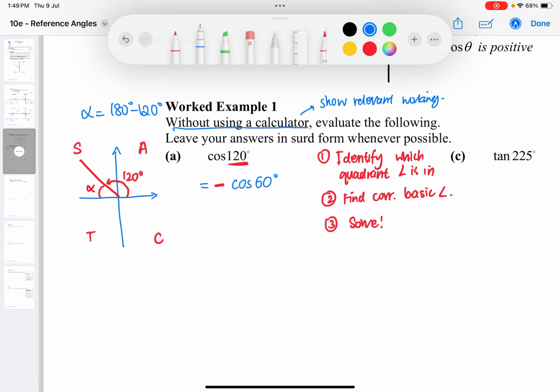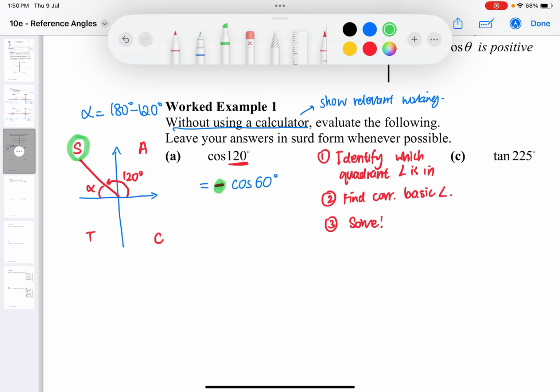Okay, so this negative sign comes from being in the second quadrant. In the second quadrant, only sine is positive. Cosine and tangent are both negative. In this question, we are concerned about cosine, so cosine will be negative. The cosine of 120 is negative of the cosine of 60, right?